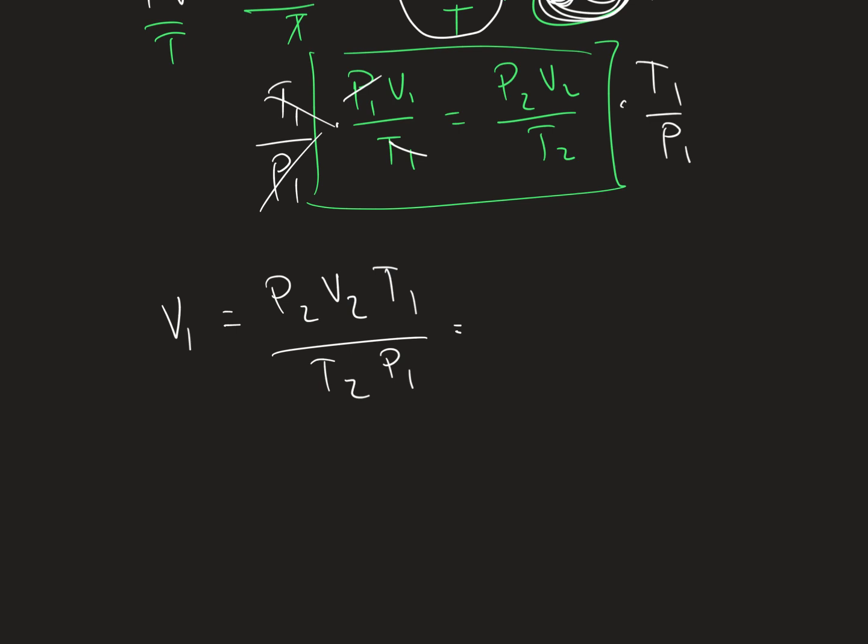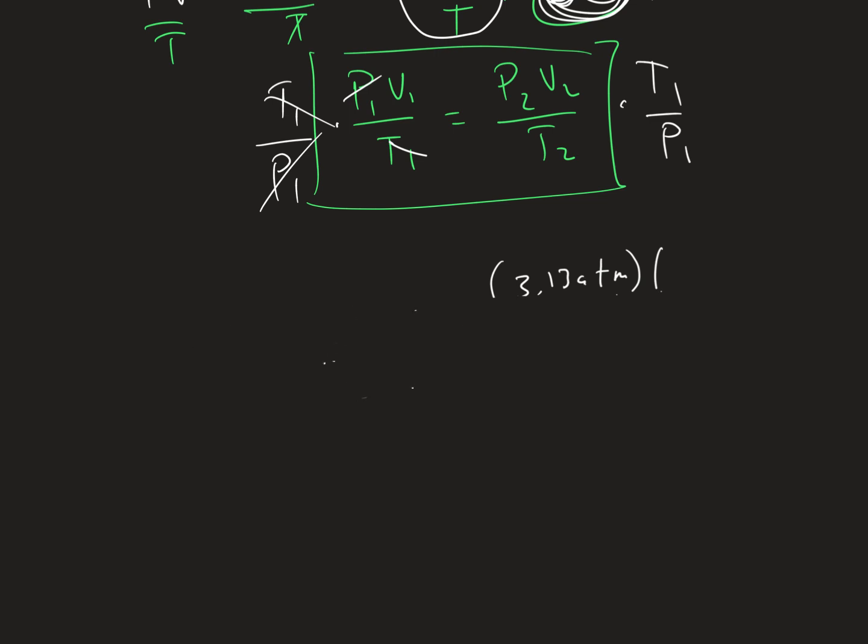So we know the second pressure is at 3.13 atm. The second volume, oh, that's what we're looking for. Oh, did I solve for the wrong one? Yep. It could go either way, right? Yeah, you just solve for the unknown.